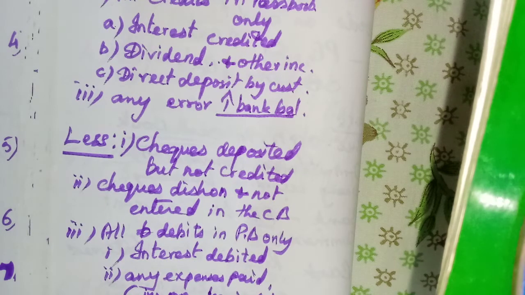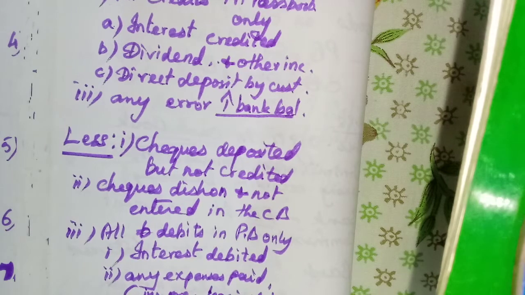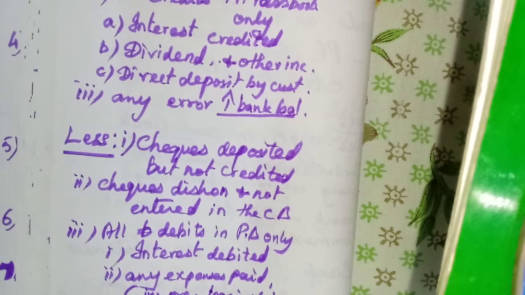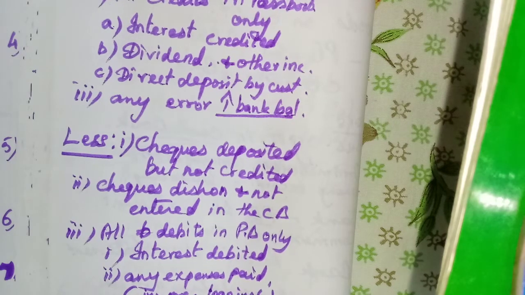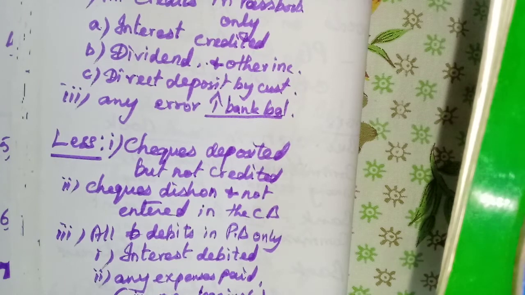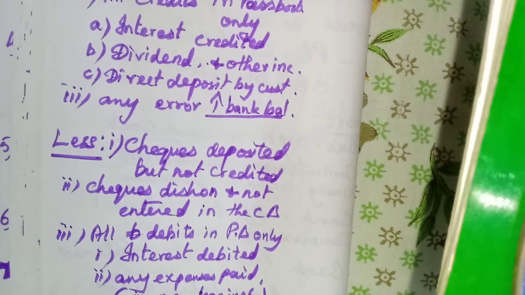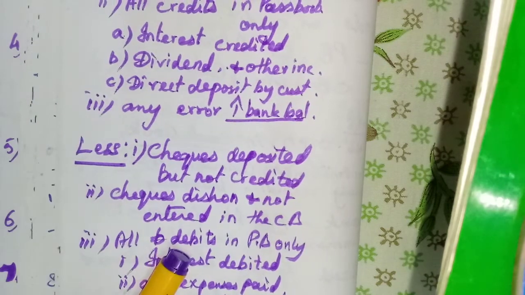Then any direct payment by the banker. Here it was direct deposit by the customer, no? Then any other direct payment by the banker. If you study the first one, what should be added, then you can write the opposite here.